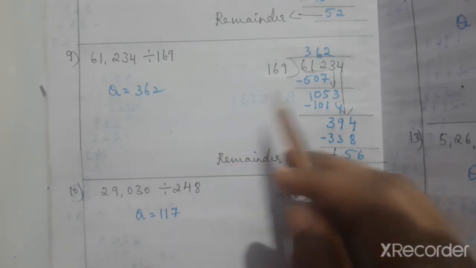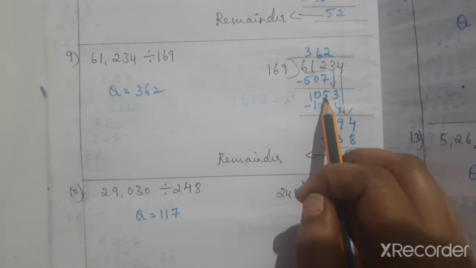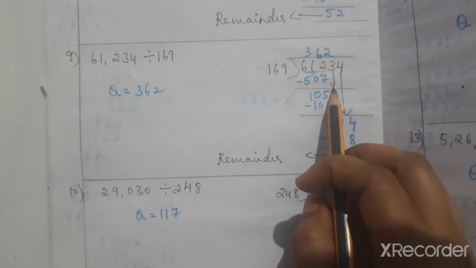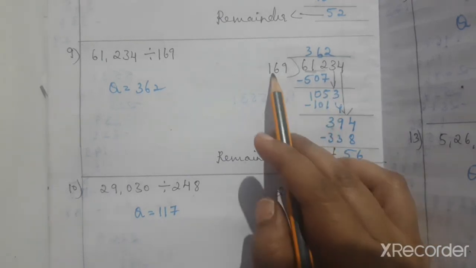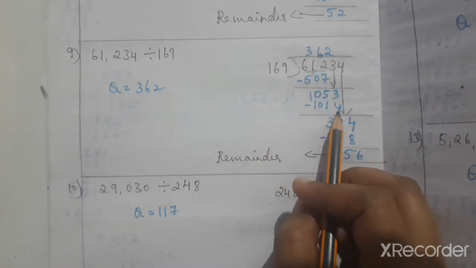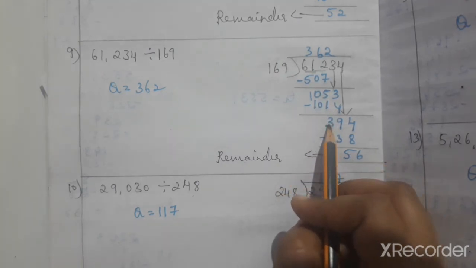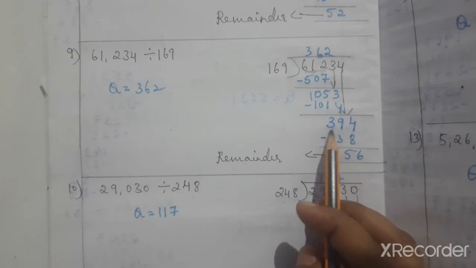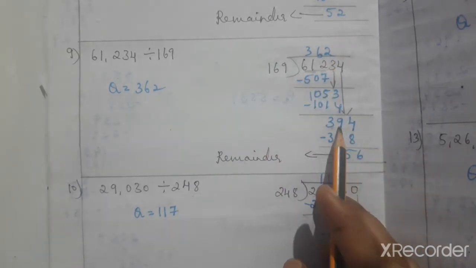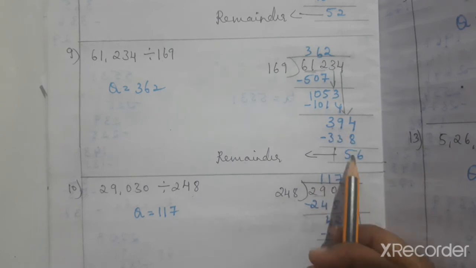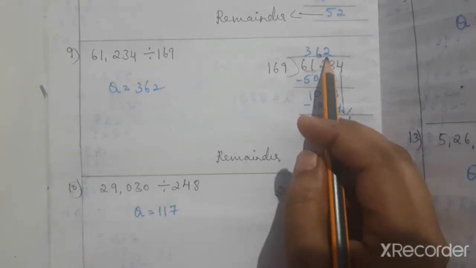Multiply and write it on the side, then it is easy. Now subtract these two. After subtraction, 105 is the subtracted value. Now bring one more number from the dividend, that is 3. Now the number is 1053. 169 times 6 is 1014, that is nearer to 1053. Then subtract. After subtraction, 39 is the subtracted value. Bring 4 down, 394. Now 169 times 2 is 338, that is nearer to 394. Subtract these two. After subtraction, 56 is the remainder and the quotient is 362.